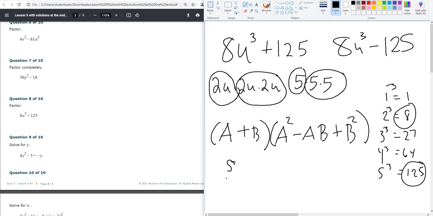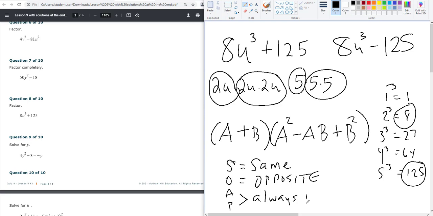There's a mnemonic device called the SOAP rule to help you remember these. The first sign is the same as the problem. The second sign is the opposite from the problem. And the last sign is always a positive. So that's where the SOAP comes from. Okay? So same, opposite, always positive.